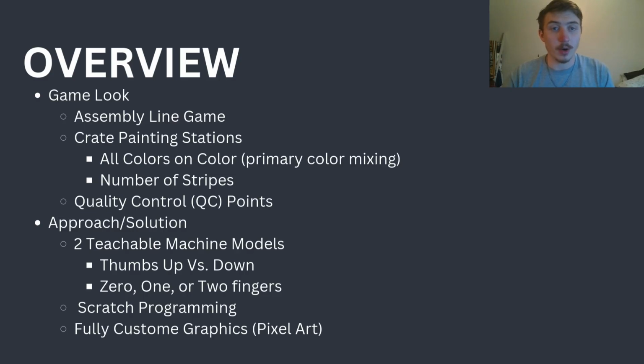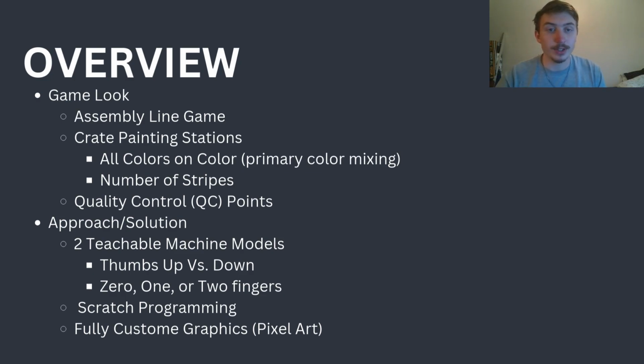Now for a quick overview of Paint-A-Crate. We will begin with taking a look at the general format of the game, and then we will discuss the approach or solution to producing this game. So first, looking at the format of this game, it is an assembly line game. A crate passes through a conveyor system, stopping at several stations to be painted.